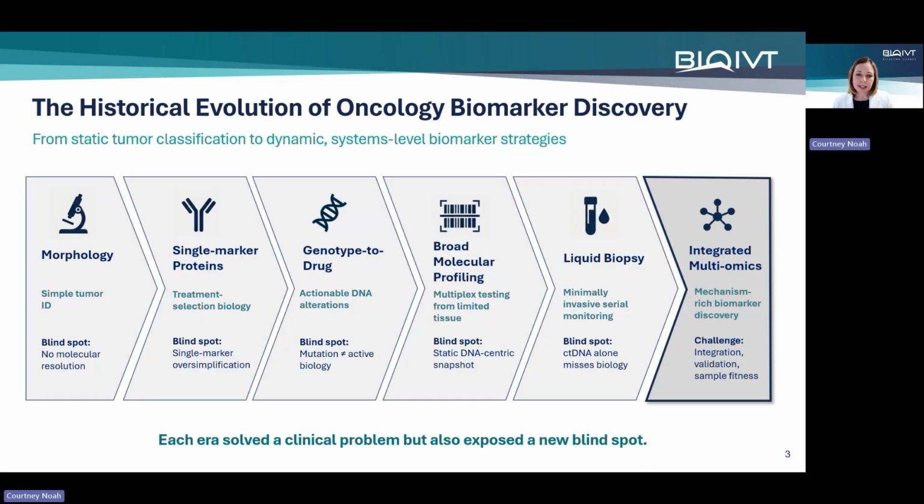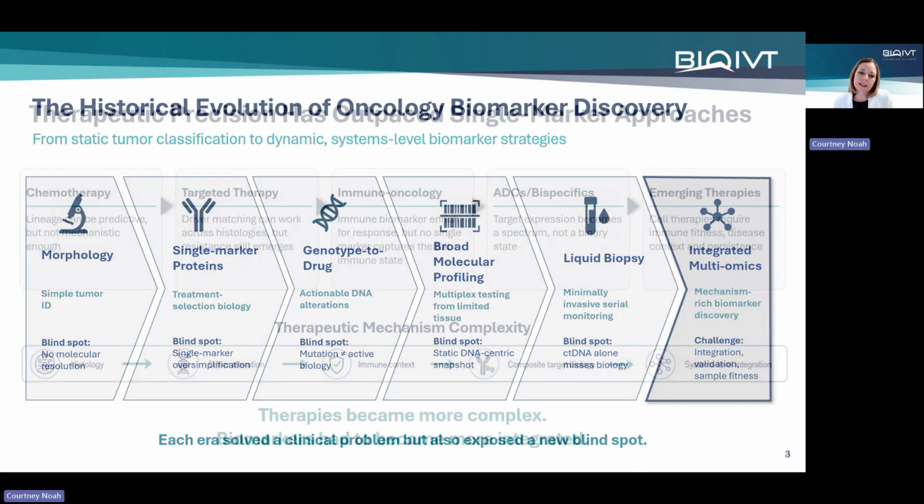And then finally, where we're at today, that integrated multi-omic era, where the objective isn't just to catalog mutations, but to really understand the biological state and the mechanism that's driving that disease. So, all important advancements, but as you can see, with every generation we were solving an important problem, but we were also revealing a new blind spot. And so this sequence of limitations is what ultimately drives that need for a more integrated biomarker strategy.